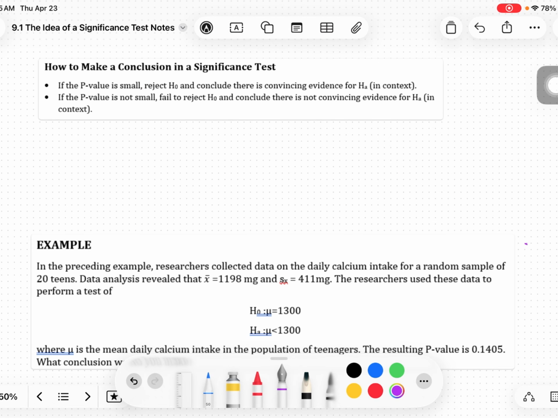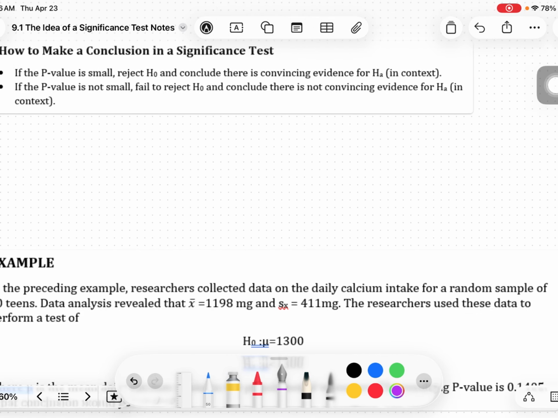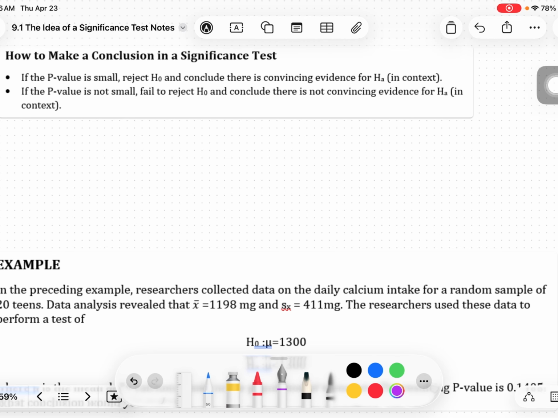So once we have a p-value, which we'll talk about calculating in future lessons, then we use that p-value to make a decision about the validity of our null hypothesis. And so if the p-value is small, and small is going to be relative to the problem, we'll talk more about that in later lessons, then we would reject the null hypothesis, and say there's convincing evidence for the alternative, and we would put the context in there based on the problem, much like we did for the confidence intervals.